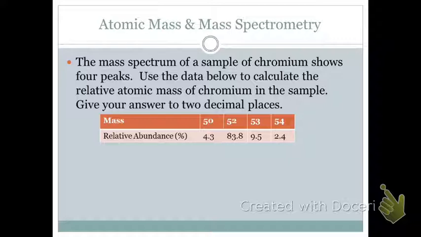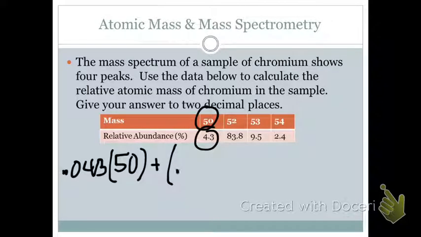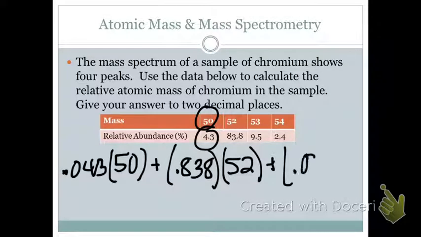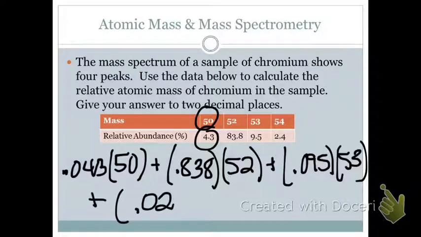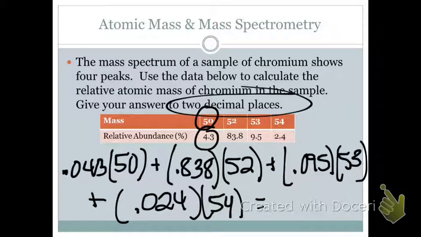Last two questions. The mass spectrum of a sample of chromium shows 4 peaks. Use the data below to calculate the relative atomic mass of chromium in the sample. Give your answer to 2 decimal places. First, convert the percent to a decimal. 0.043 times the mass, 50, plus 0.838 times 52, plus 0.095 times 53, plus 0.024 times 54. Add them up. It says use 2 decimals. Final answer is 52.06 AMU.